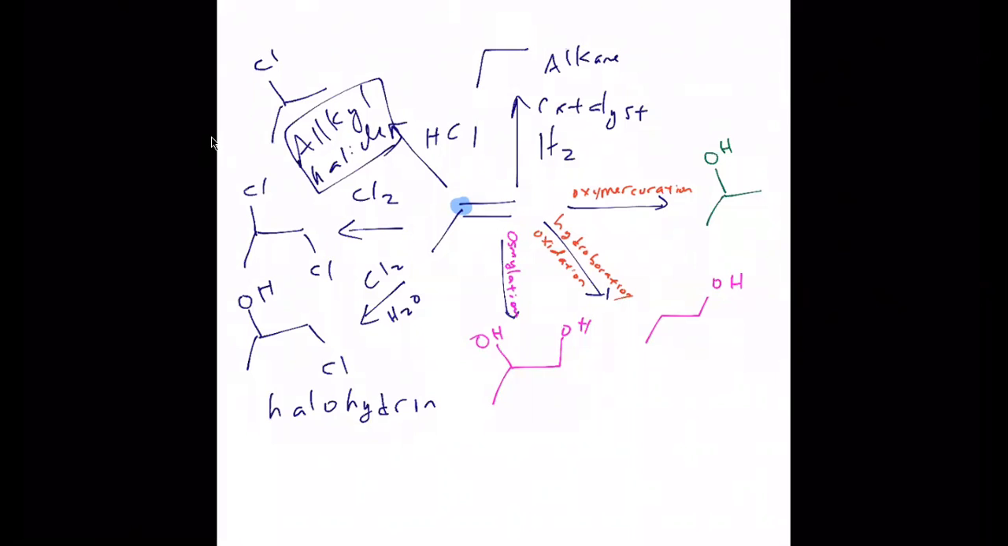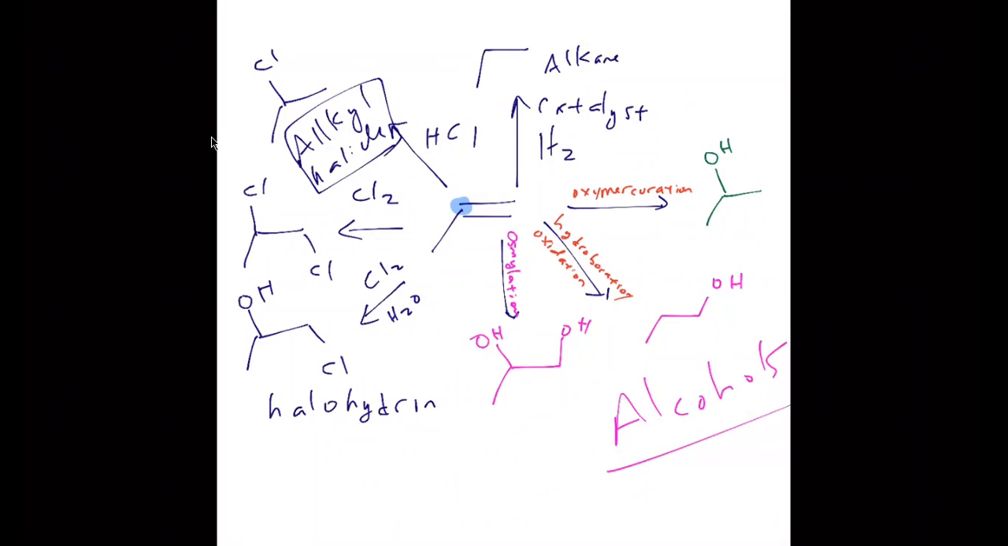So all these are what? On this right side, these are all alcohols. So that's a class of reactions. Converting alkenes into alcohols is a class of reactions.